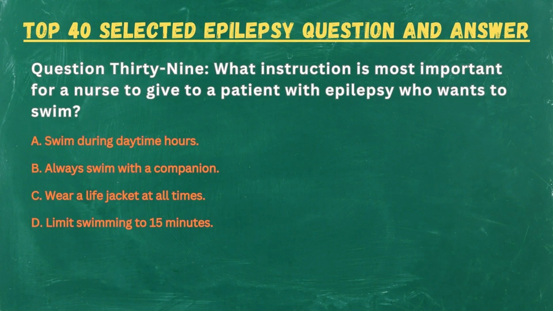Question 39. What instruction is most important for a nurse to give to a patient with epilepsy who wants to swim? A. Swim during daytime hours. B. Always swim with a companion. C. Wear a life jacket at all times. D. Limit swimming to 15 minutes. Answer: B. Always swim with a companion.